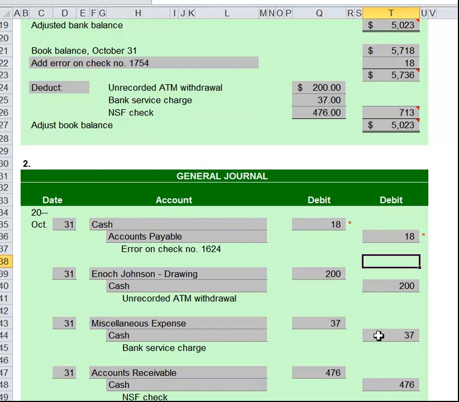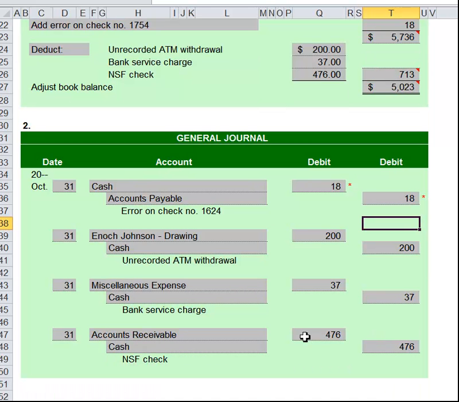We spent money. On the last one, the NSF check, the returned deposited item, we have to take that out of our cash account because we don't actually have the money that the customer paid us, but they still owe us. We still want to get the money from them, so we're going to debit accounts receivable.